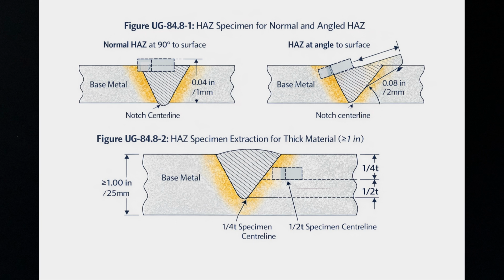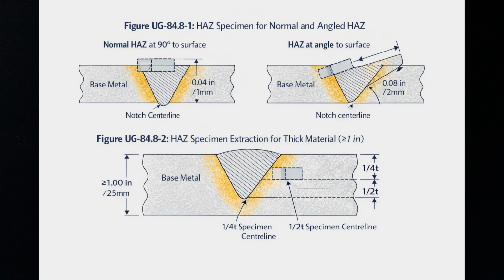For HAZ specimens, the rules depend on thickness. For material less than 1 inch, 25 mm, thick, extract the specimen at a depth that maximizes the HAZ material at the notch centerline. For material 1 inch or thicker, specimens must come from coupons with their centerlines between 1/4 and 1/2 of the material thickness below the surface. Exactly as shown in Figure UG-84.8-2 of the code.